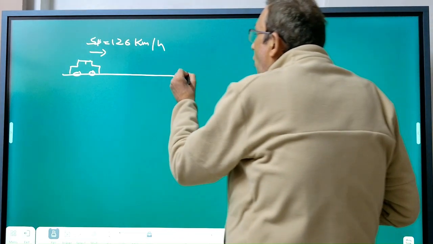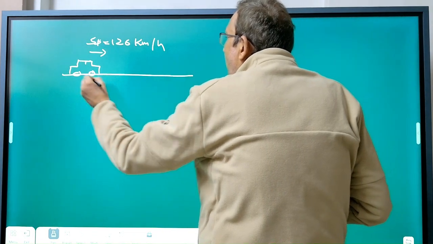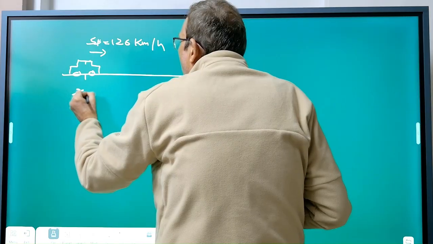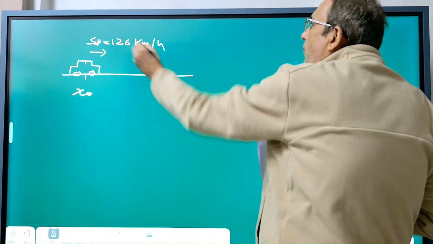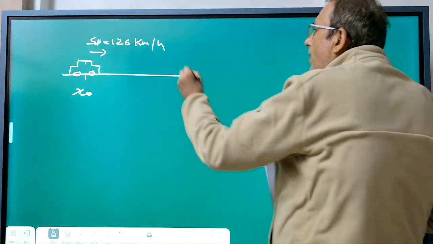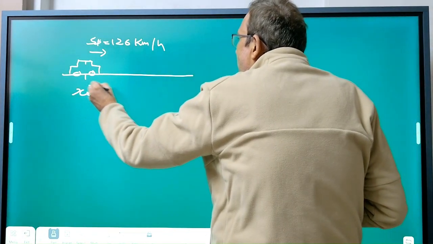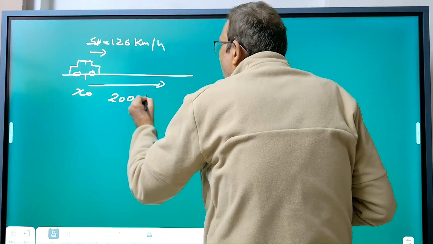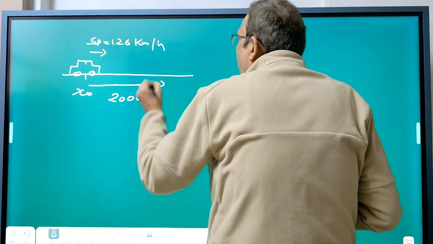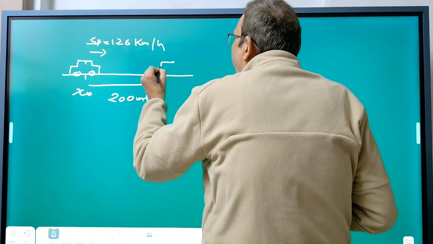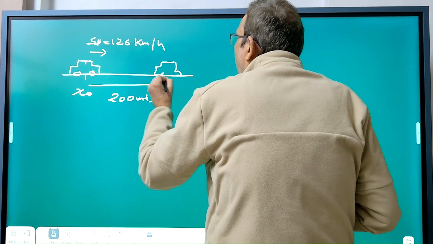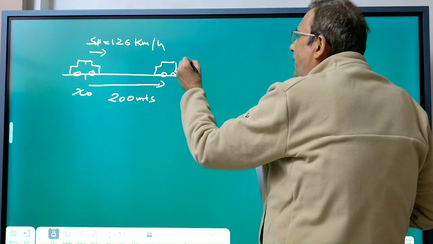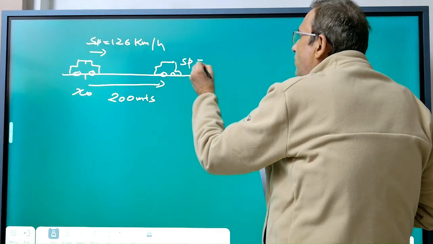It is brought to a stop. Suddenly, at this point, let us say at this point x naught, it is having a speed of 126 km per hour. So suddenly, within a distance of 200 meters, it is brought to a halt. Okay, so now it stops. So now its speed is 0.